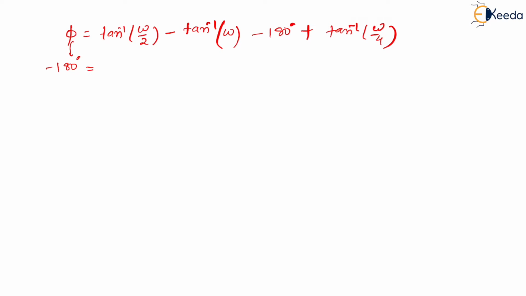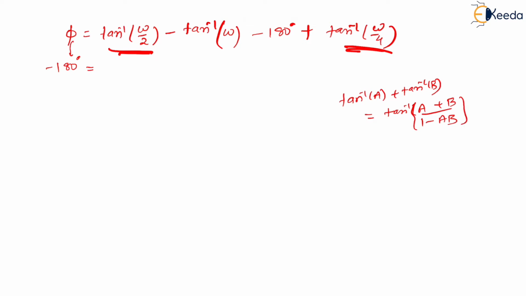So if you see, let me have phase to be equal to minus 180 degrees, right? Which is equal to, let me just combine this one and this one. How to combine them? We have seen that tan inverse of A plus tan inverse of B is equal to tan inverse of A plus B upon 1 minus AB. This is what we have seen, right?